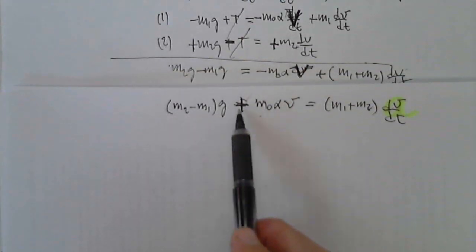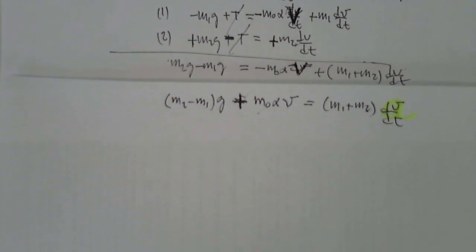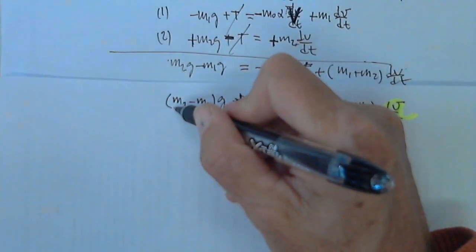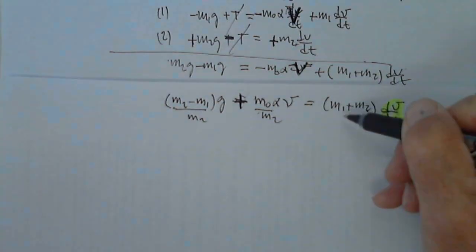Now we have this term over here. So this is a differential equation on the velocity. So we could now divide everything by M2. I'm going to divide everything by M2.